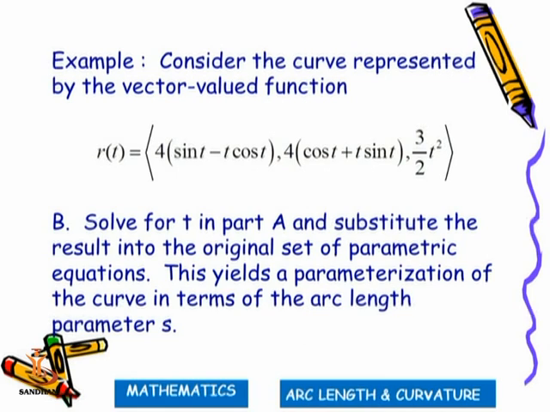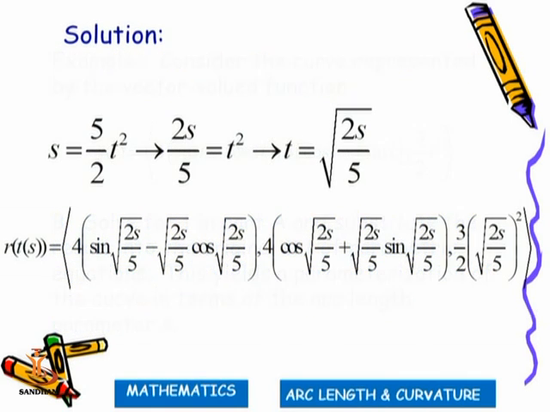Now the second part B. For the same question, consider the same vector valued function here. Solve for t in part A and substitute the result in the original set of parametric equations. This gives the parametrization of the curve in terms of the arc length parameter s. So s equals what we have? 5 by 2 t square. So t is equal to the square root of 2s by 5.